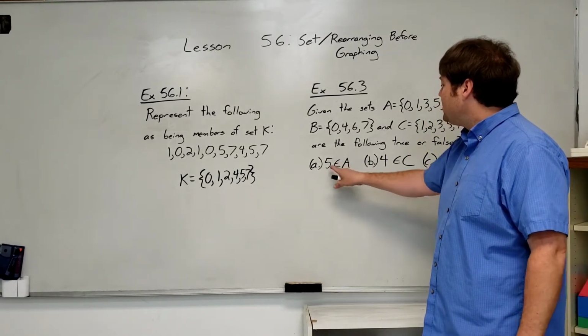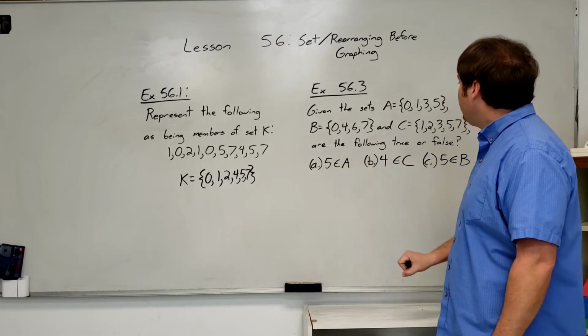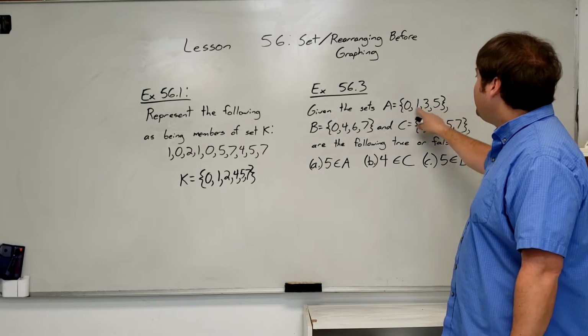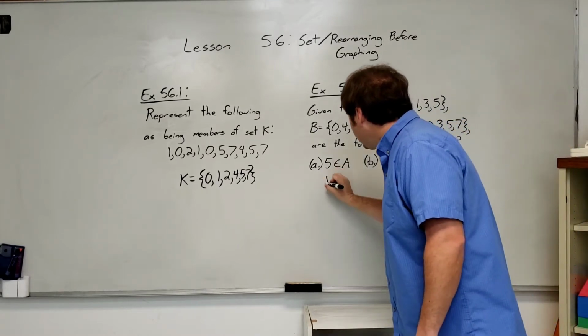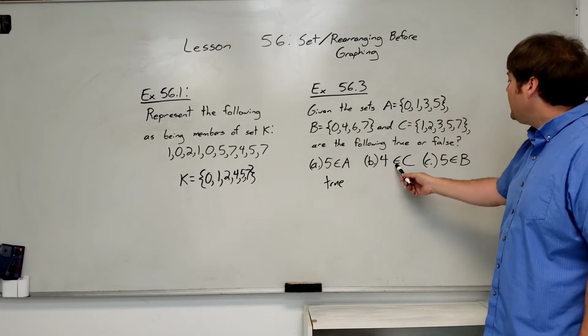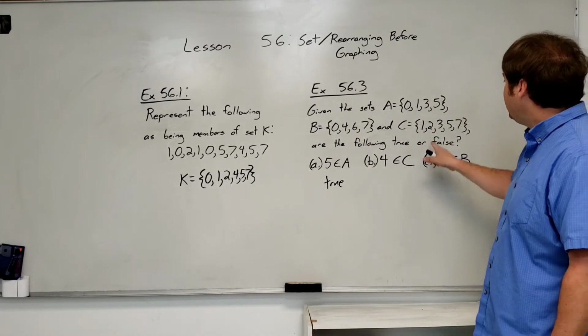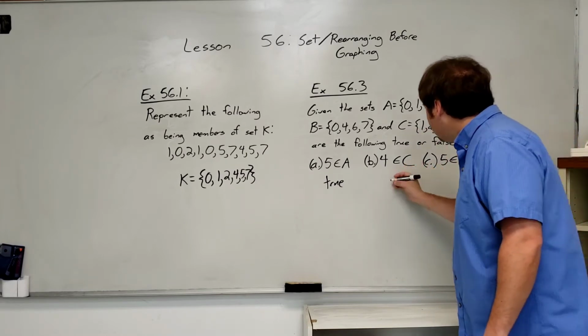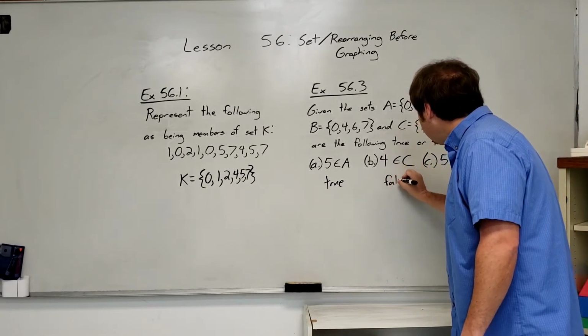So this first one is saying 5 is a member of set A. And if you look up here, 5 is a member of set A. So that one is true. If we go to the next one here, it says 4 is a member of set C. And if you look up here, 4 is not a member of set C. So that one is false.